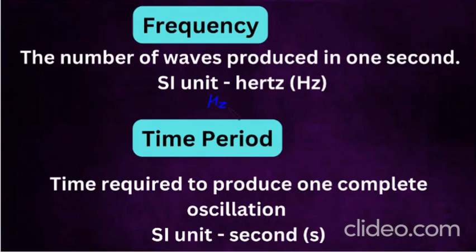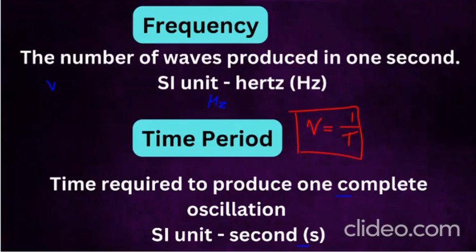Frequency is represented by the symbol v. Before the formula, let's do time period. Time period is the time required to produce one complete oscillation. How much time is needed for one complete oscillation to finish, that is the time period. Its unit is seconds only. And frequency is how many waves are produced in one second. So we have the formula that v, that is frequency, is equal to 1 by time period.